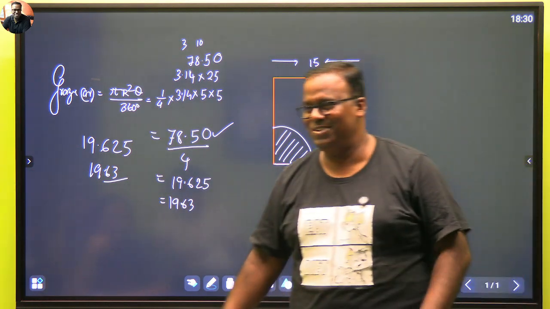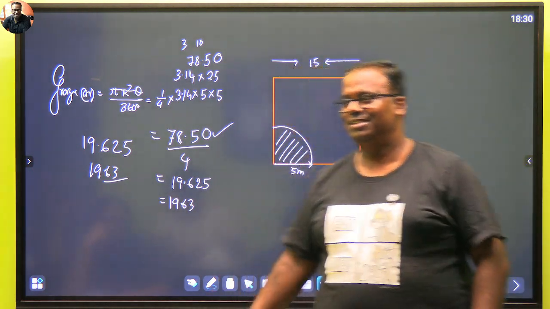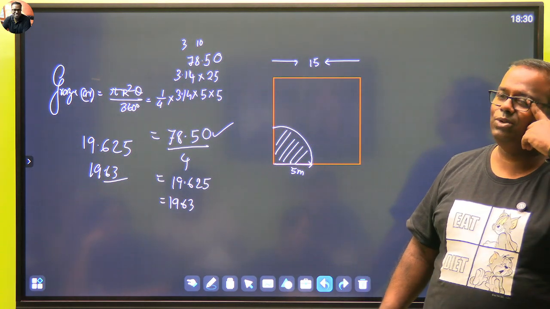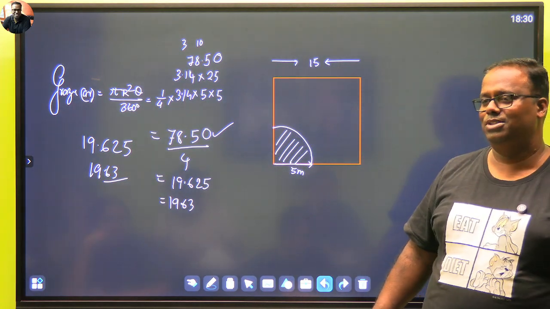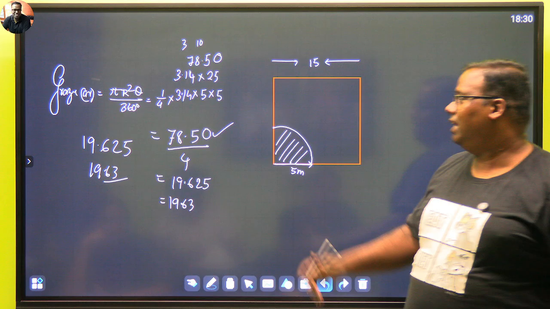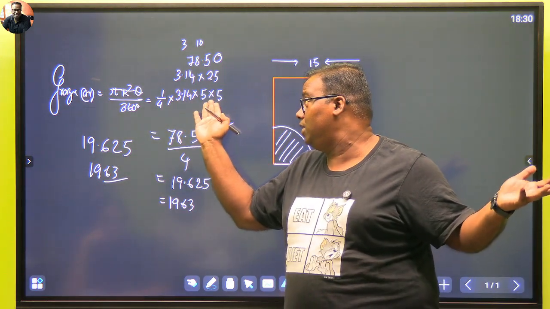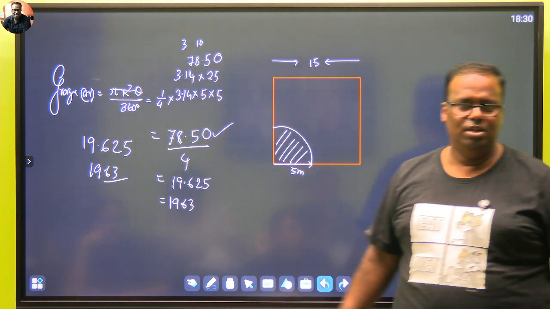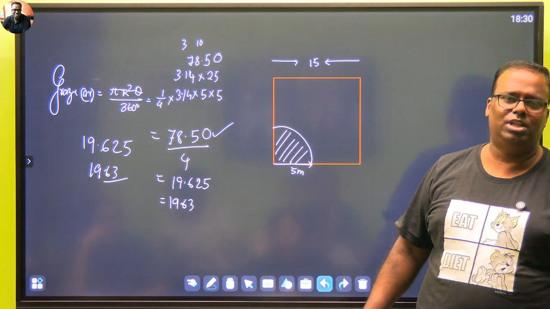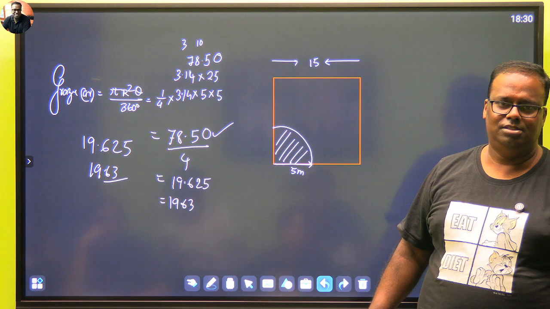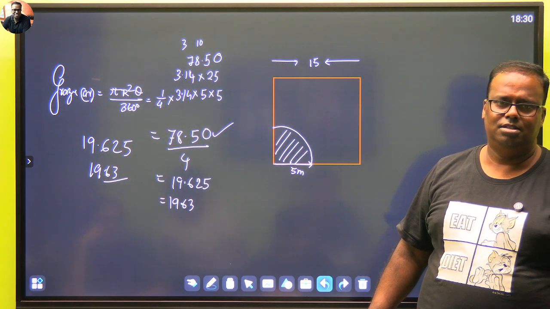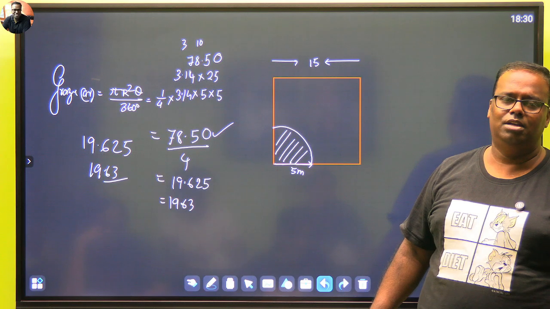How much time do you need? Think about making the calculation easier. At this point, I was also a little bit confused like you. What to do? But when I saw 5 into 5 is 25, multiplying by 25 is easy. So I converted it to fractions. I cancelled 25 and 100. What did I convert to a fraction? 3.14.